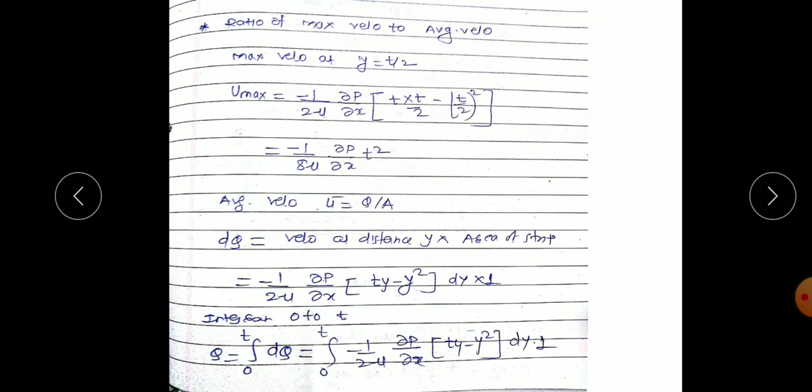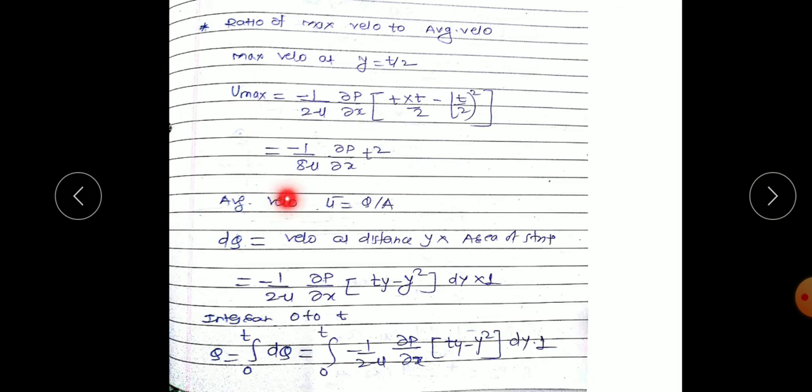Now next we have to obtain the relation between the maximum velocity and the average velocity. The maximum velocity will be at the center, where the gap is t, so at t by 2. So for u max, putting the value of y as t by 2, we get t into t by 2 minus (t by 2) square. So u max, the maximum velocity, is minus 1 by 8 mu delta p by delta x t square.